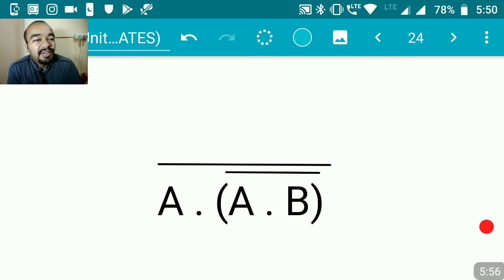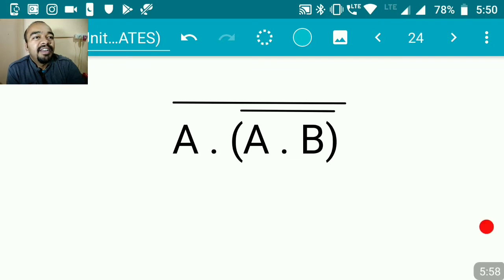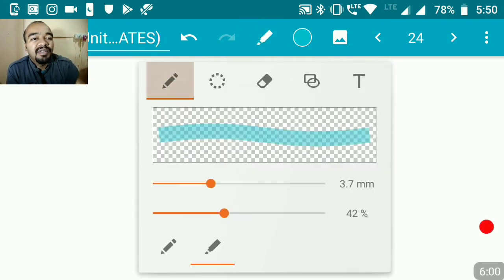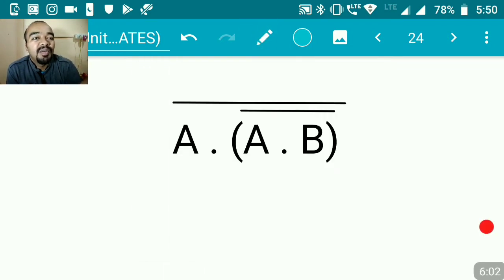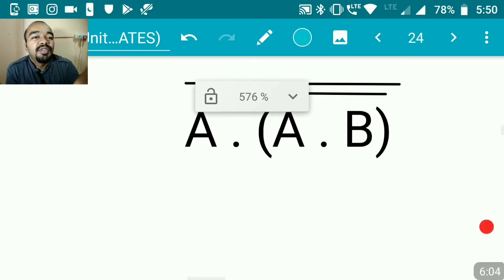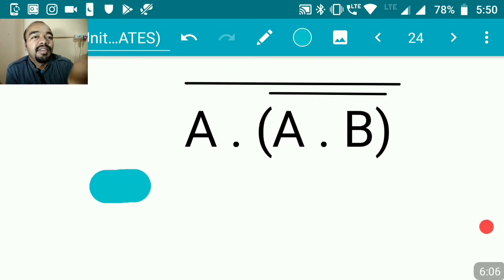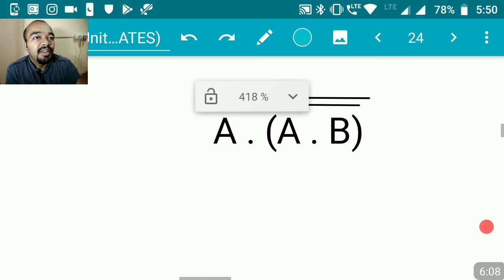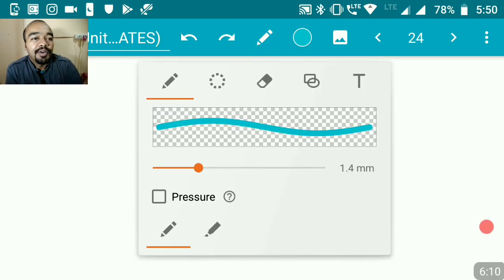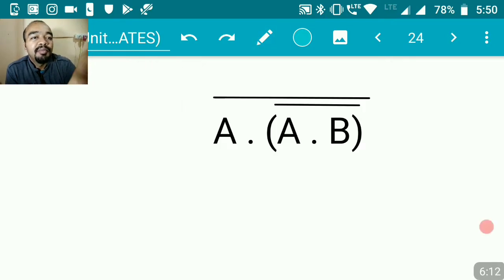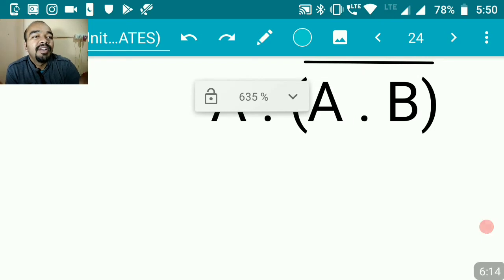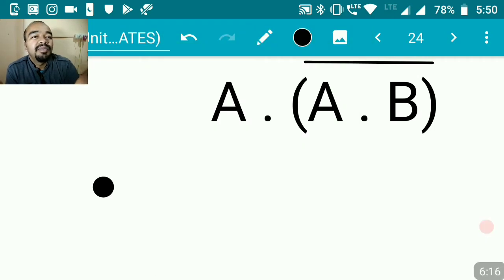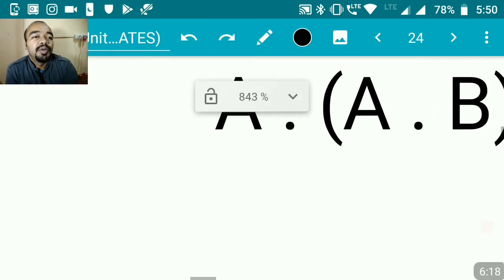Clearly observe, from this equation we can definitely write down one more equation. How? By resolving this using De Morgan's theorem. Don't worry, I have not yet taught you De Morgan's theorem, but you can definitely use it because it is easy. I'm going to show you how you can use it.